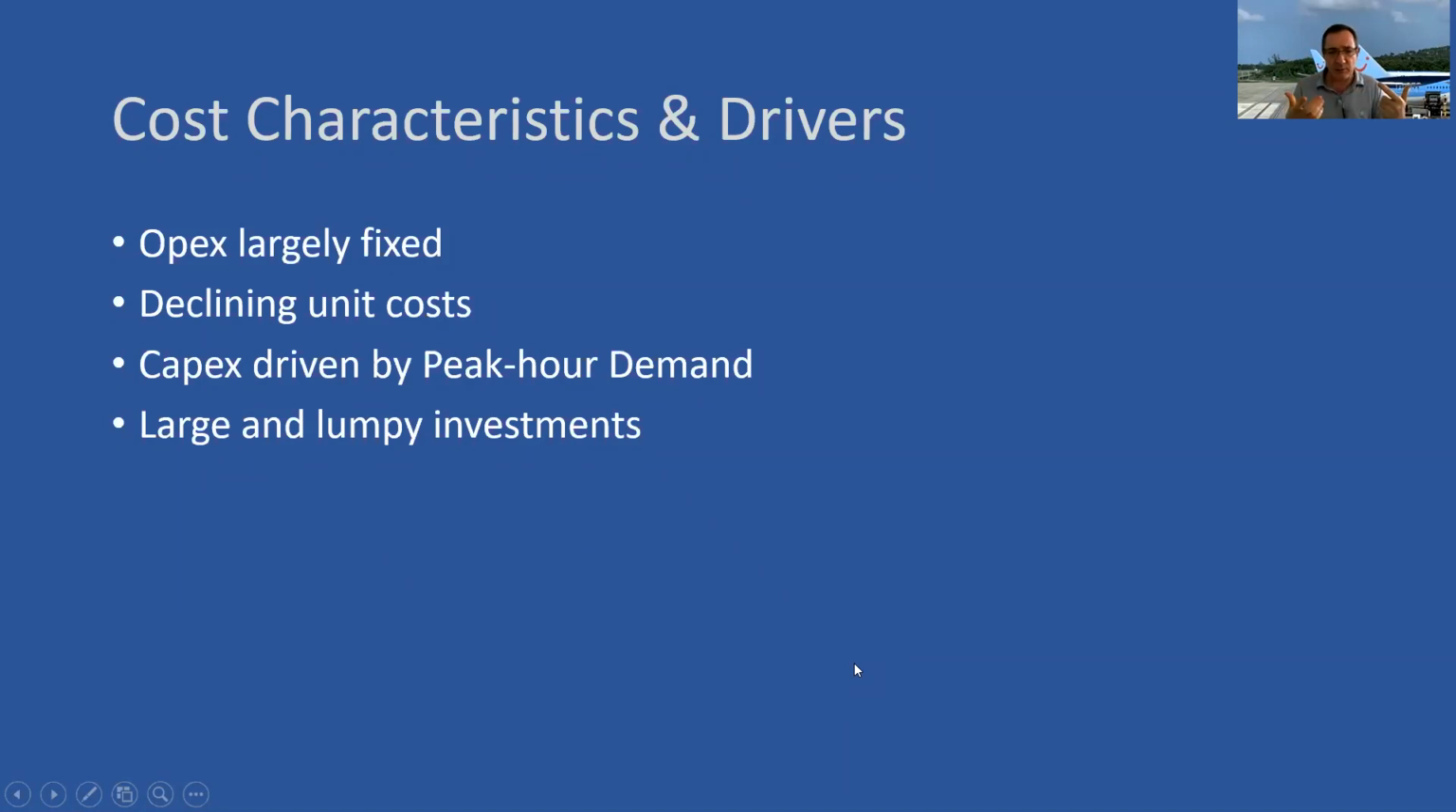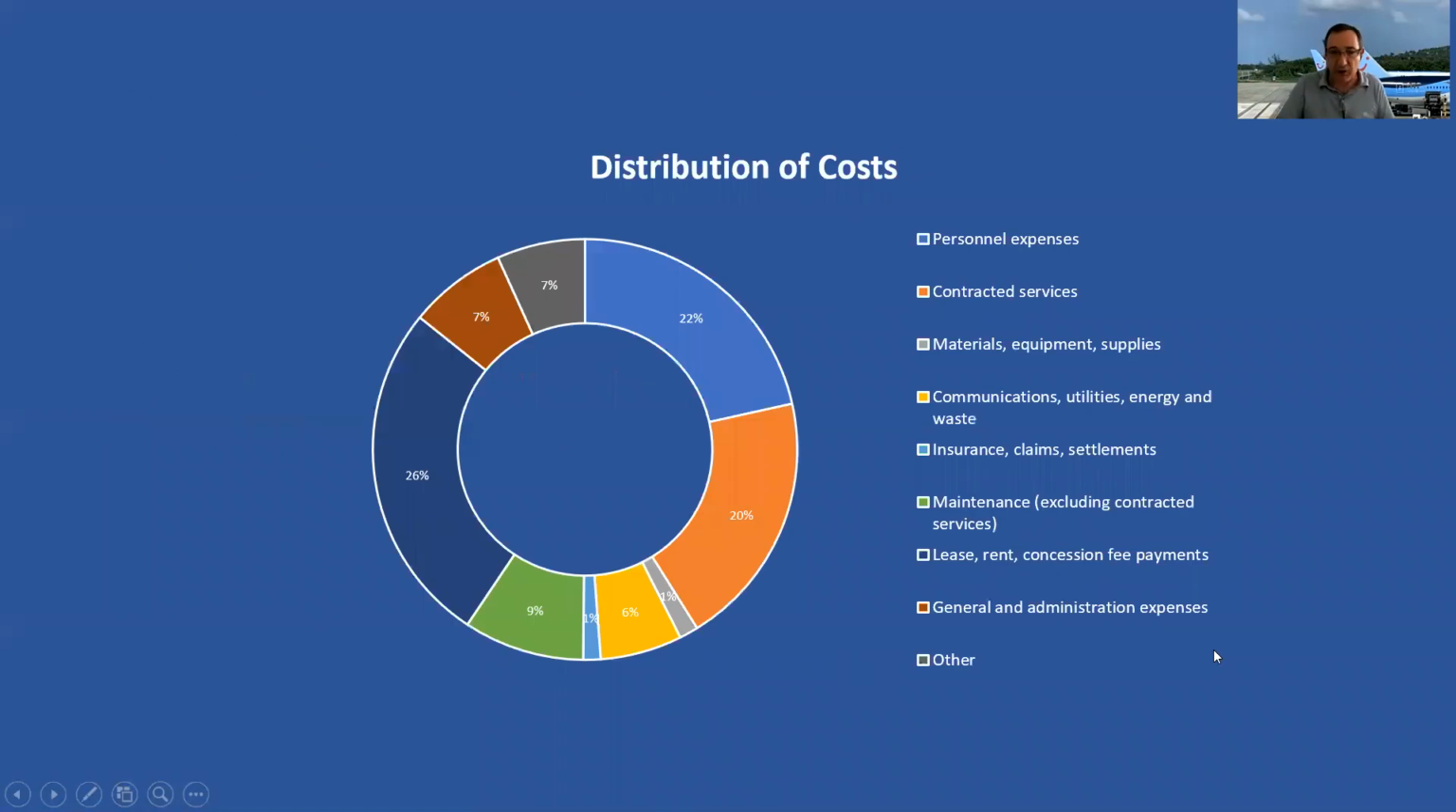And another very important point is that, as you know, CapEx investments are generally large in terms of the amount, and lumpy. In other words, you don't increase your terminal building by 5%. It doesn't make any sense. You actually increase it by 20%, 25%, whatever, okay? And that means that these are very important investments. So these are the drivers of airport costs.